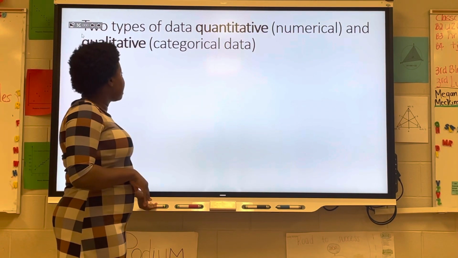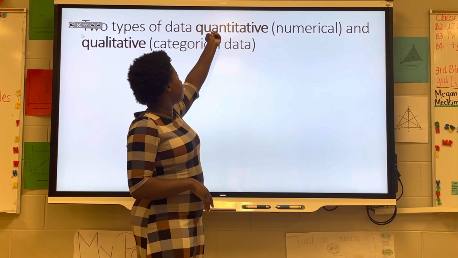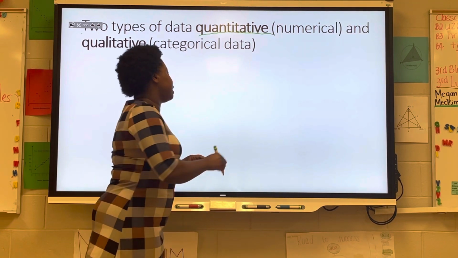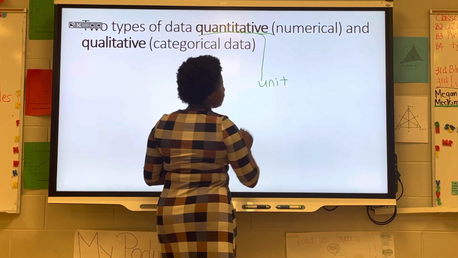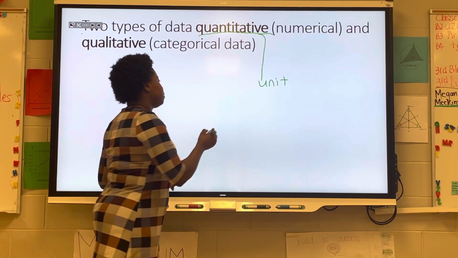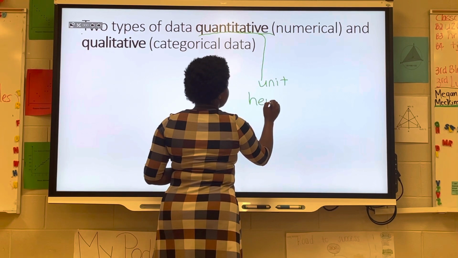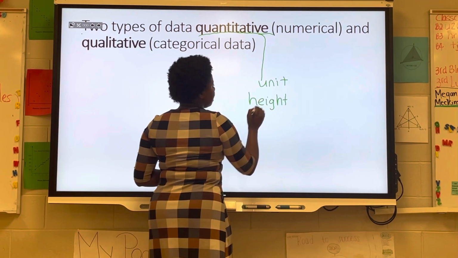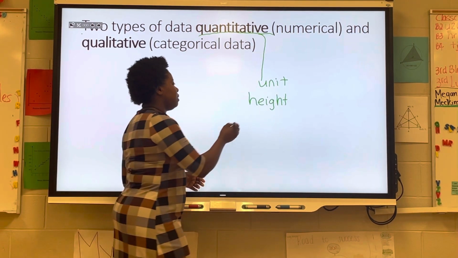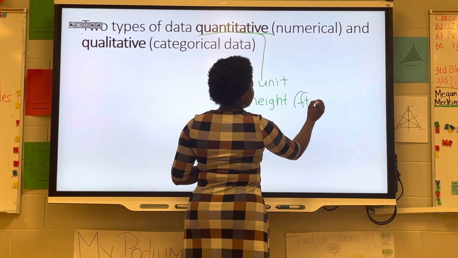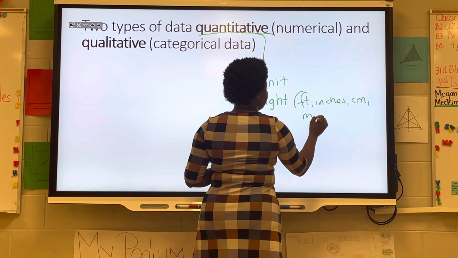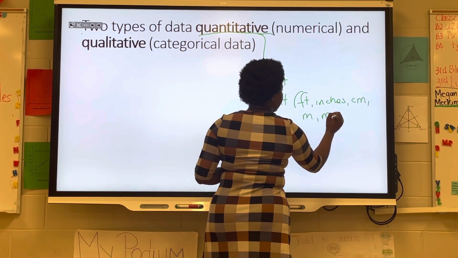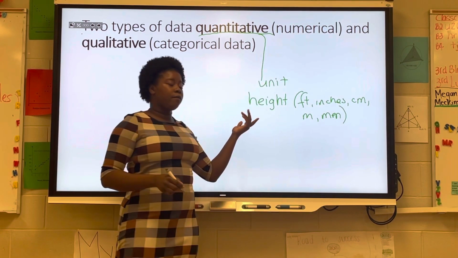And when you think about quantitative variables, a unit is given, or a unit can be derived. An example of this would be height. And you know height, in this case, has a unit. It can be in feet, inches, centimeters, meters, millimeters, and the list goes on for height.